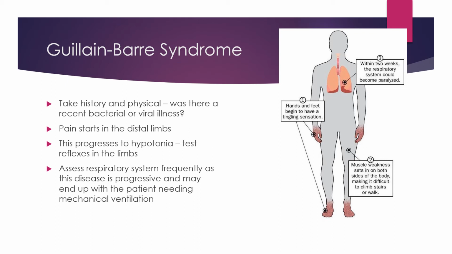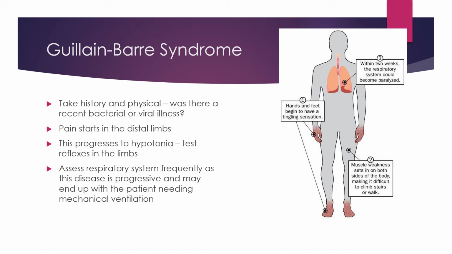So Guillain-Barre, let's talk about assessment here and what we should look at. So again, taking an H&P and looking for a recent bacterial or viral illness. Pain usually starts as paresthesias in the distal limb. So as you can see on the picture there, there's kind of redness in the hands and feet. So distal limbs there, and it's manifesting as pain right away. And then it progresses to the absent or weak reflexes.